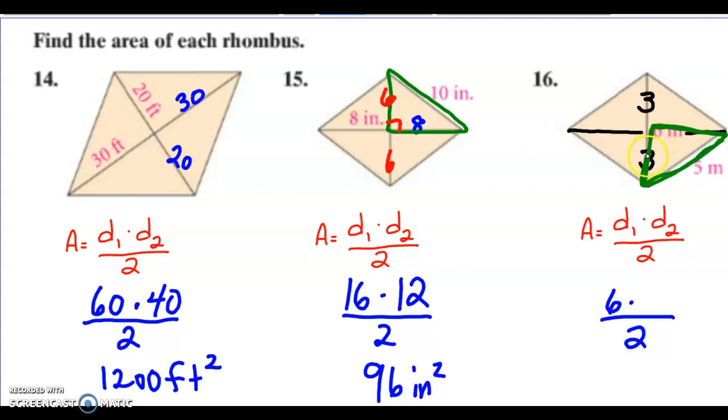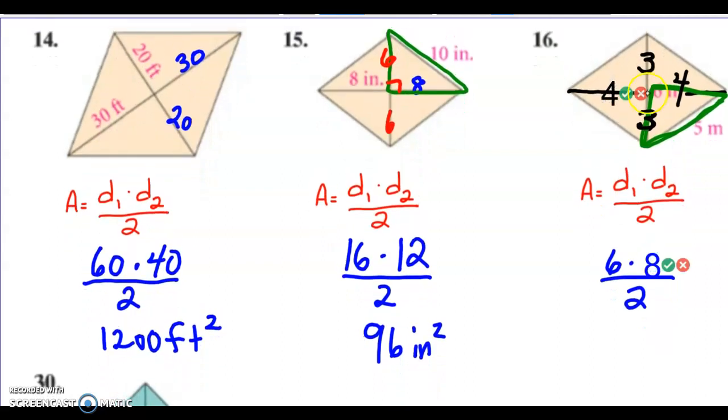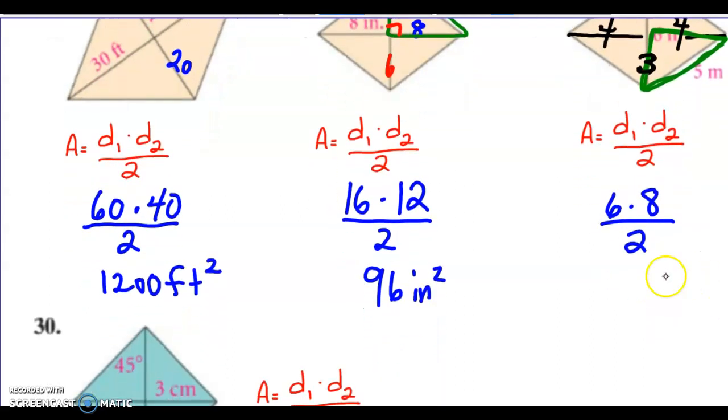And now what we can do is take a look right here at this triangle. I know this piece was 3, and I knew that this piece was 5, and I want to know this piece here. So again, I look at my Pythagorean triple list. Hopefully 3-4-5 is becoming familiar to you. So this piece right here would be 4, so the entire diagonal length would be 8. So 6 times 8 is 48, divided by 2 is 24, so it would be 24 meters squared.